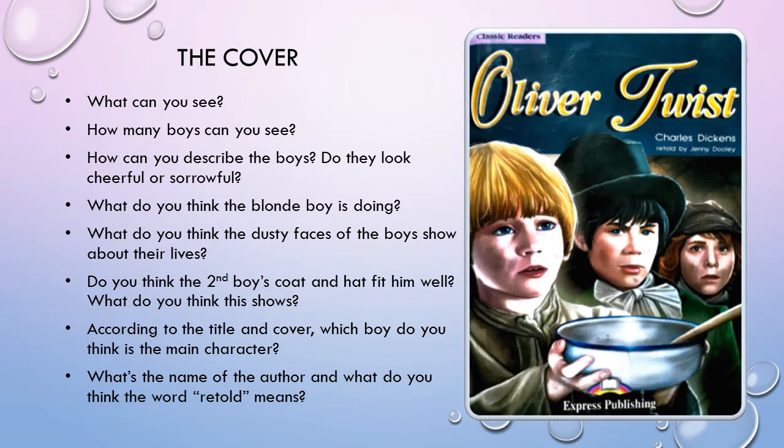What do you think the blonde boy is doing? He is holding a bowl asking for more food, which means he's hungry. And if he's hungry, asking for more food, that means he is not a very rich person. He can't afford to buy food for himself or to eat properly. And that means he has a weak body. He is not a really strong child.